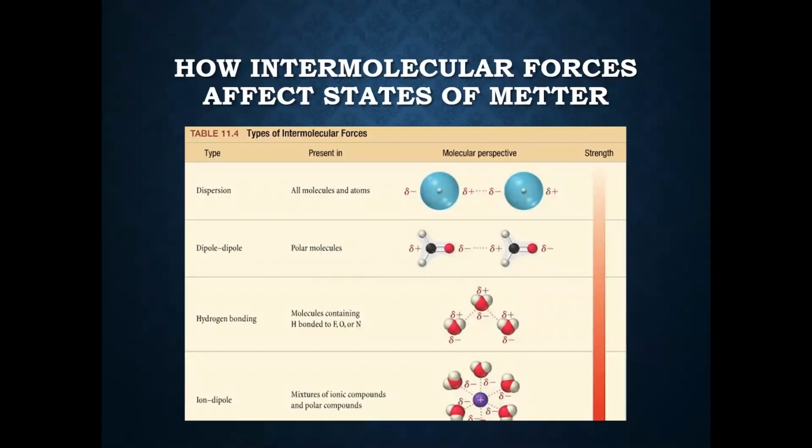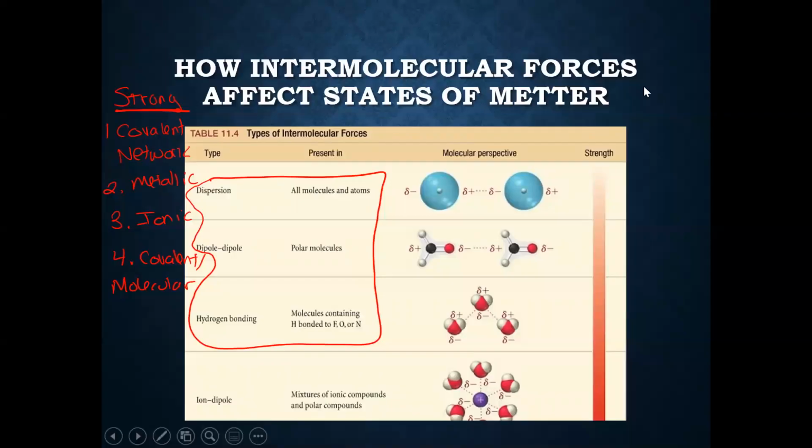This video is going to dive a little deeper into how intermolecular forces can influence properties of various compounds. Before we get into that, let's review a little bit. The strongest intermolecular forces are going to be covalent network. This is commonly found in diamonds, graphite, silica. This is the repeating network of covalent bonds.